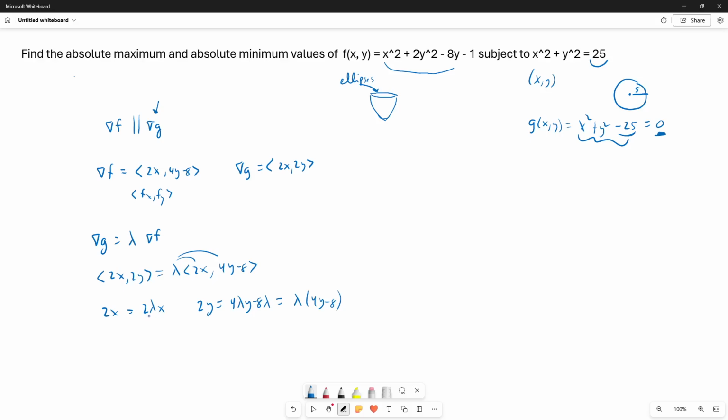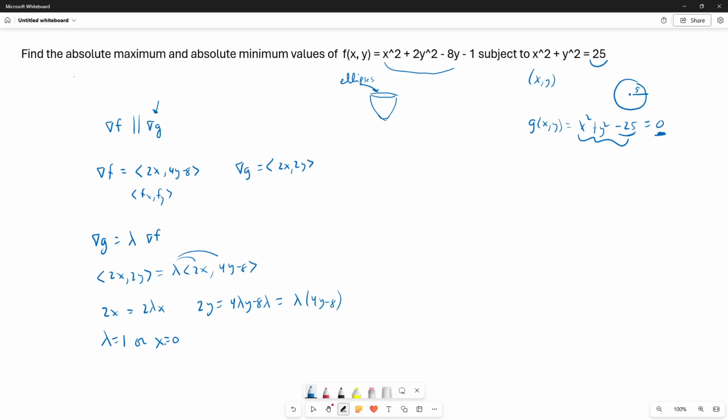The first equation, 2x equals lambda times 2x. So either lambda is equal to 1, or if lambda is not 1, then the only other possibility is that the x itself could be 0. If x is 0, then no matter what lambda is, this equation is 0 equals 0. And of course, if lambda is 1, then we get 2x equals 2x. So if lambda equals 1, then x can be anything. And the other possibility is that x equals 0, in which case lambda can be anything.